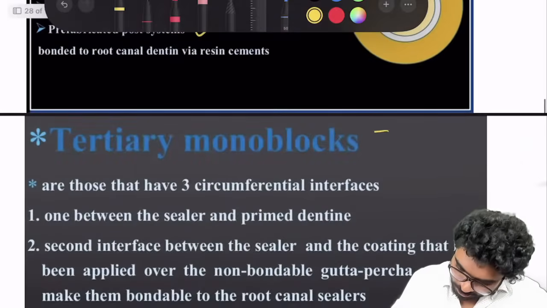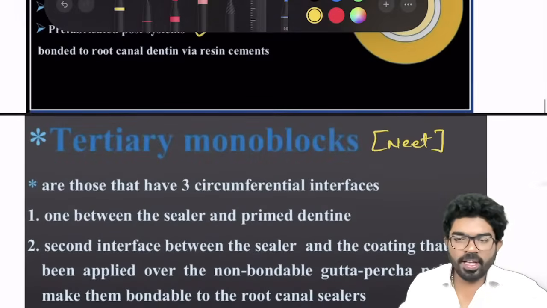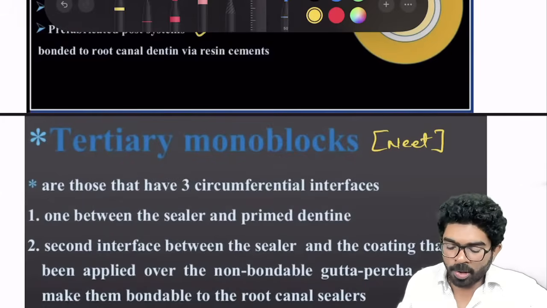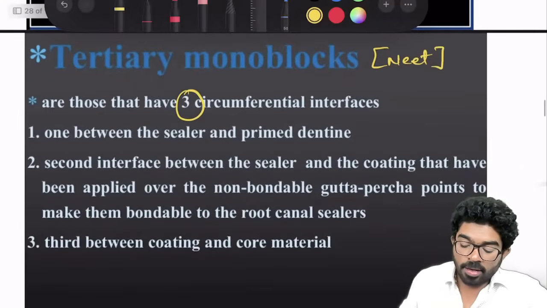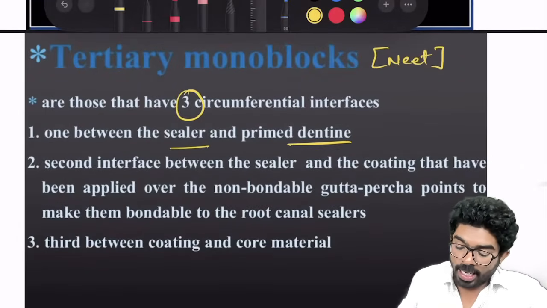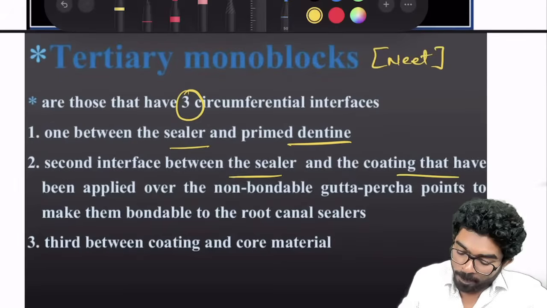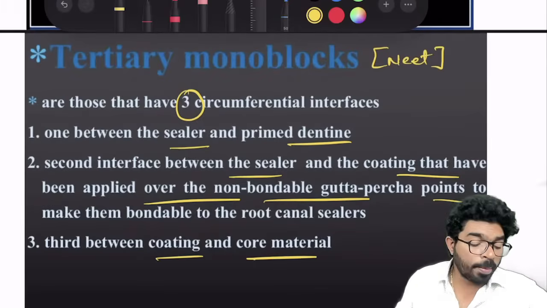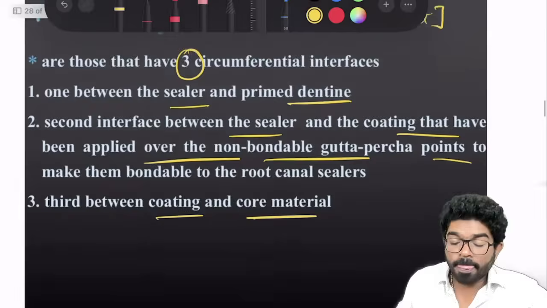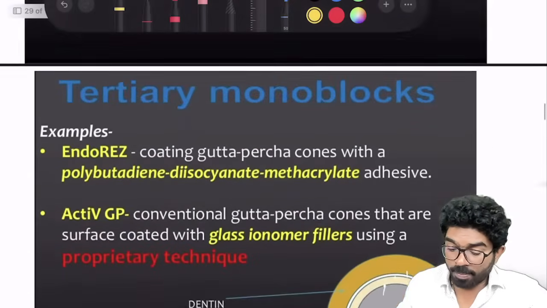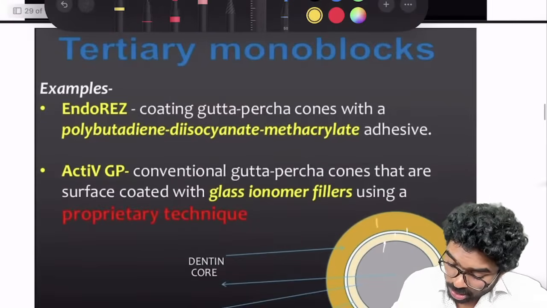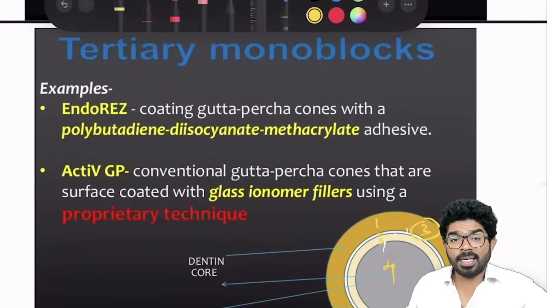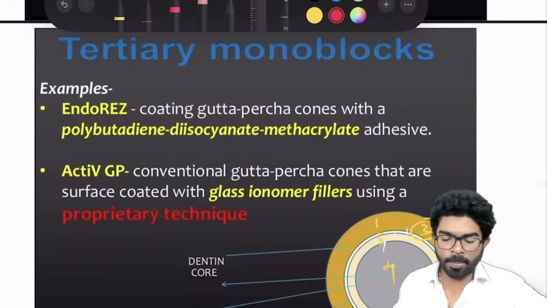The question given in NEET 5-6 years back is about the concept of tertiary monoblock. In a tertiary monoblock, I'm going to have three interfaces. One between the sealer and dentin, the second between the sealer coating applied over the non-bonding gutta-percha points, and the third between the coating and the core material. So I have three interfaces here. I have four different color materials here: 1, 2, 3, 4 different colors. I have three interfaces. It's called a tertiary monoblock. Examples are important.